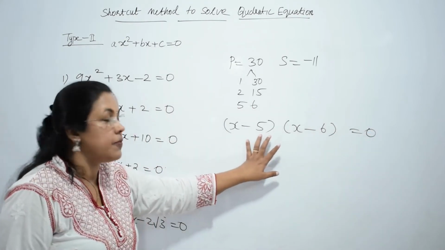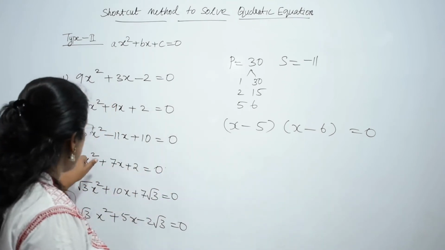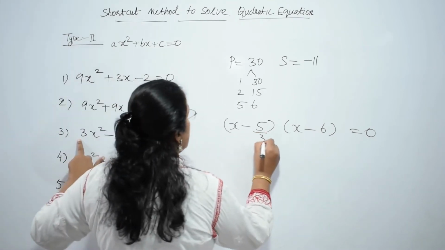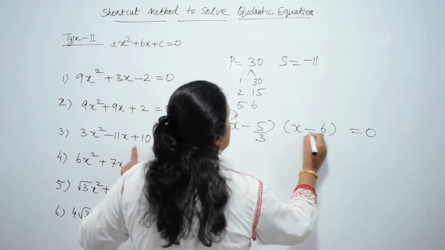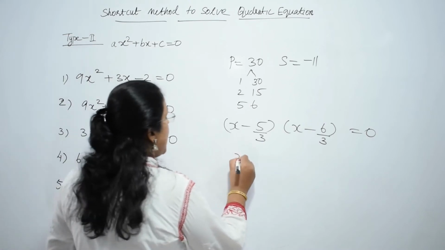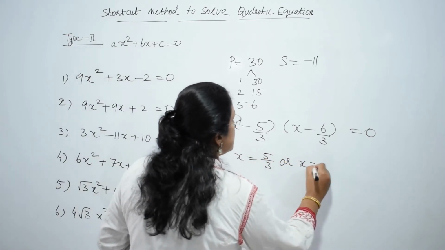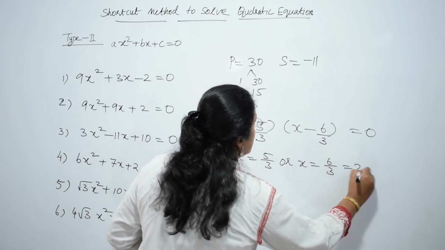Now we have to divide the constant using the coefficient of x square, that is 3, x minus 5 by 3, x minus 6 by 3 is equal to 0. That is x is equal to 5 by 3 or x is equal to 6 by 3, that is equal to 2.